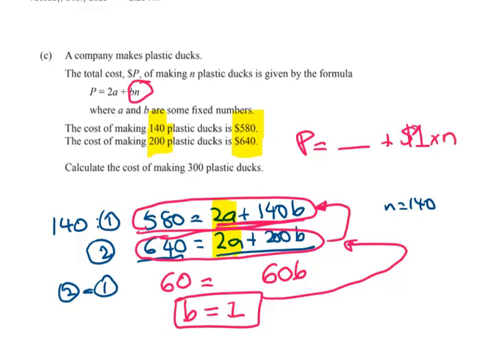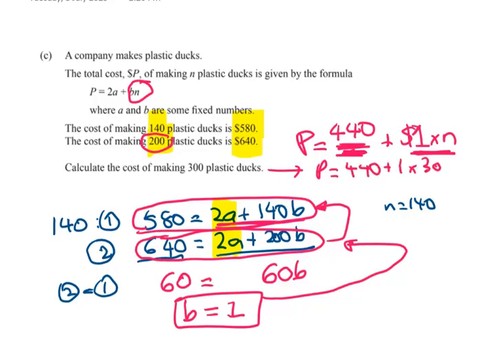And from there, you can reasonably easily back out what this fixed cost must be, right? Because we know that for 200 ducks, we must have spent $200 in this part of the equation. So we need to get to 640, so it must be 440 here. And that means that we could go straight to 300 ducks being 440 plus 1 times 300 equals $740.